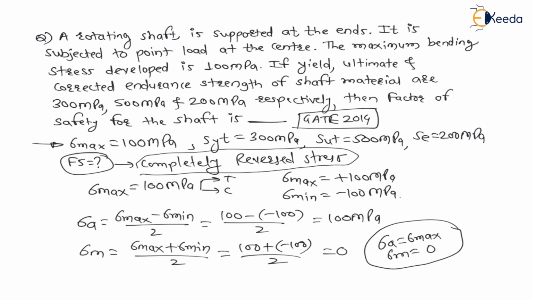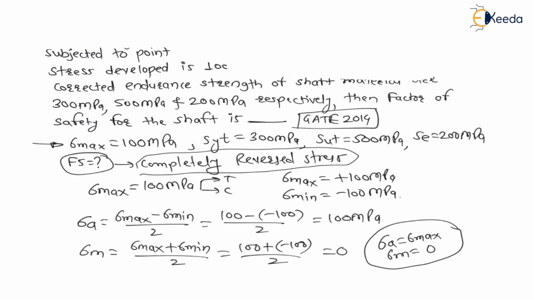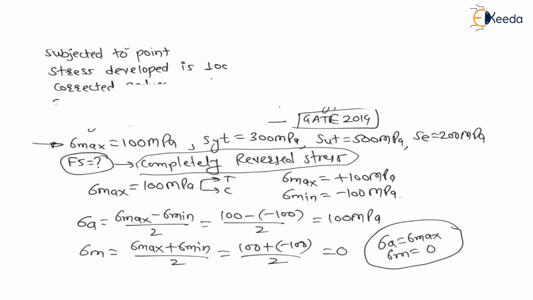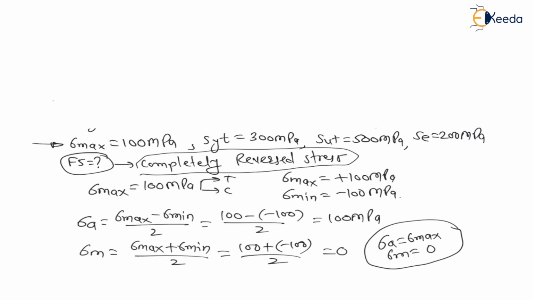If you remember these standard results also, then you can solve this question with minimum steps, and at least you can save your 30 seconds if you know this concept. That is, for completely reverse stress, the stress amplitude is maximum stress and mean stress is 0.